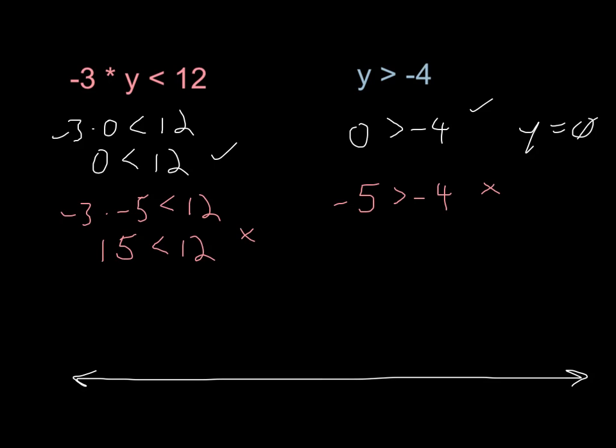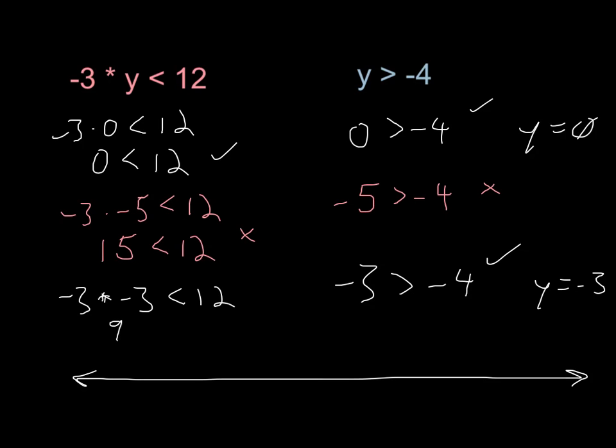Let's try one more. Let's say y equals -3. If y equals -3, on the right-hand side, I'll get -3 is greater than -4. That's true. On the left-hand side, I get -3 times -3 is less than 12. Again, a negative times a negative is a positive, so I get 9 is less than 12. That's also true.